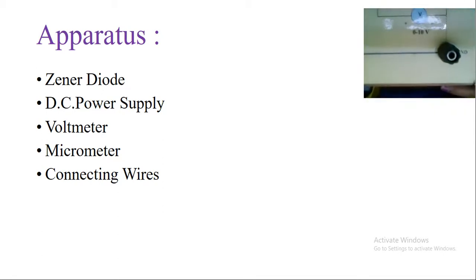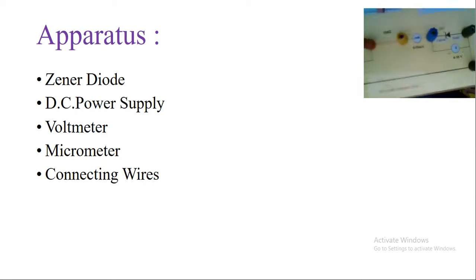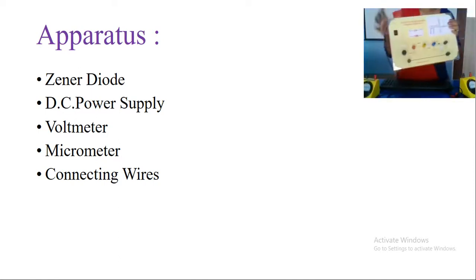Here, at this point, if you can see, there is a dotted line. That means it is also not connected. We have to connect it externally. So this is the kit available.